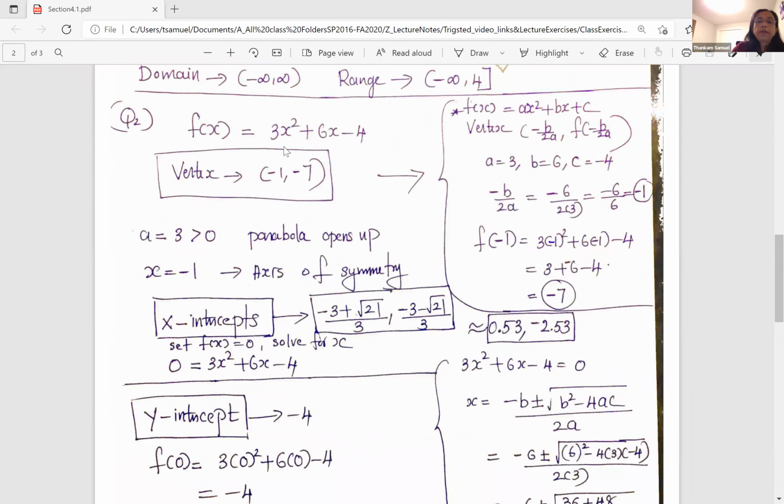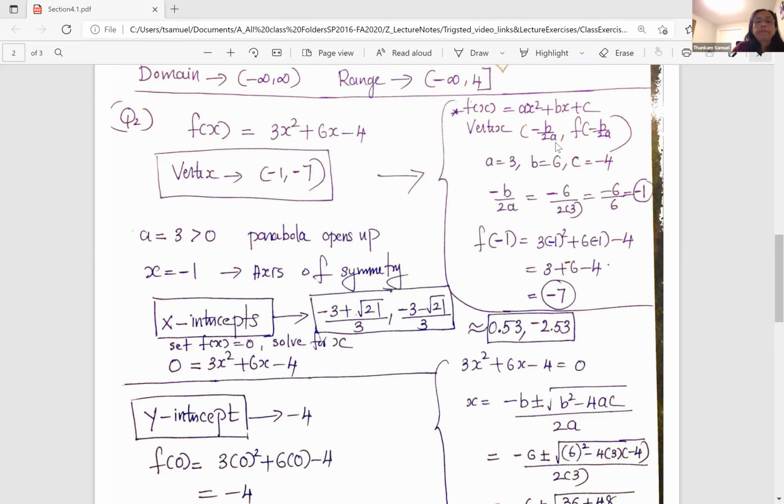f of x equals 3x squared plus 6x minus 4. So you know that this is of the form f of x equals ax squared plus bx plus c. So to find the vertex, we can use the vertex formula. The vertex is minus b over 2a and f of minus b over 2a.